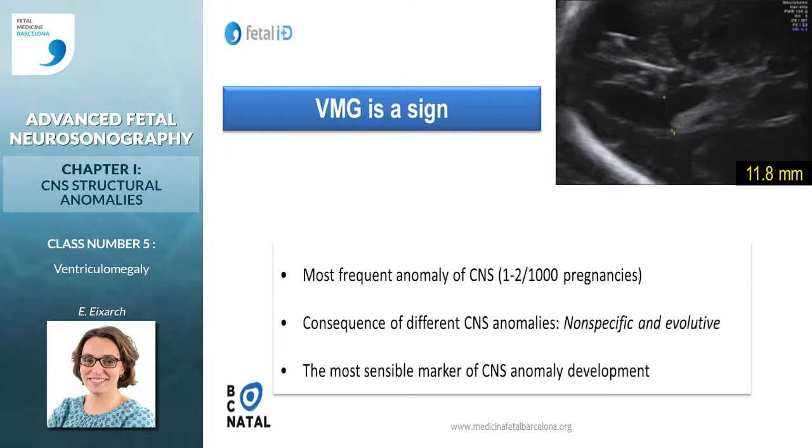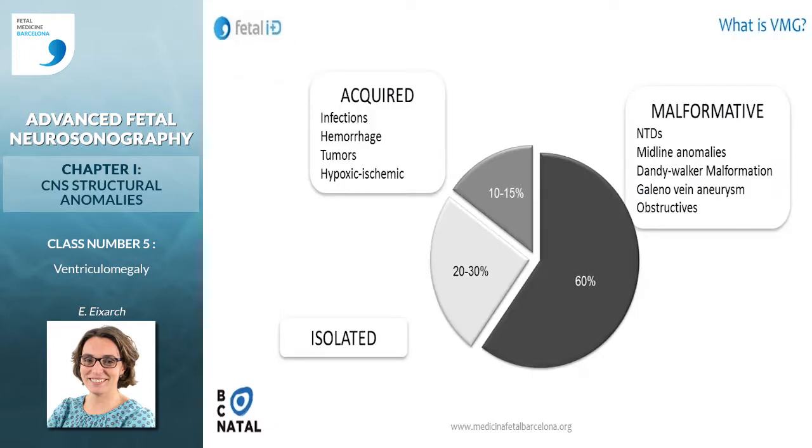For example, generally we could find a ventriculomegaly in 1 or 2 of every 1,000 pregnancies. And what should we do when facing a ventriculomegaly? We should carry out a study to find out the cause of the ventriculomegaly. In 60% of cases, the underlying cause will be malformative, which means there is an anomaly in the development of the central nervous system that is causing the ventriculomegaly. For example, neural tube defects, midline defects, or posterior fossa anomalies.